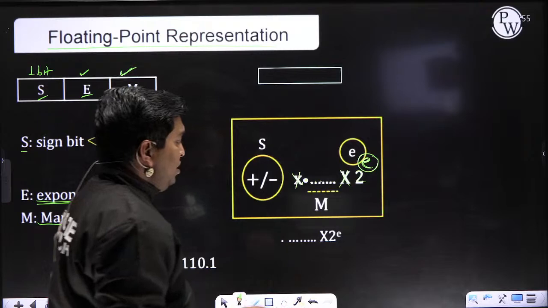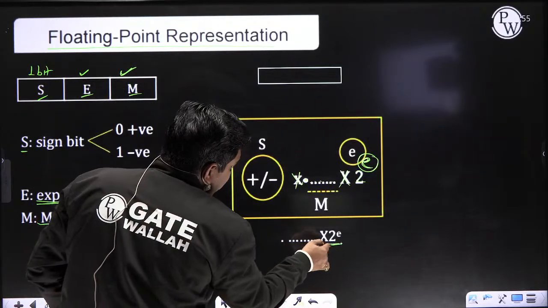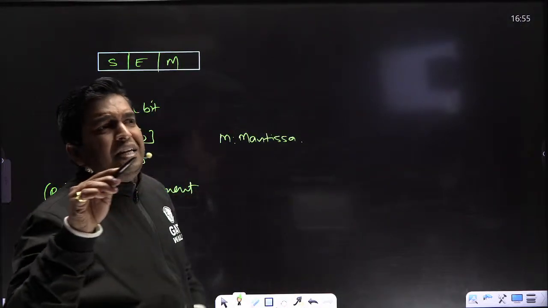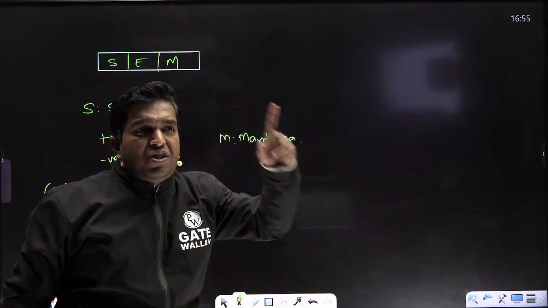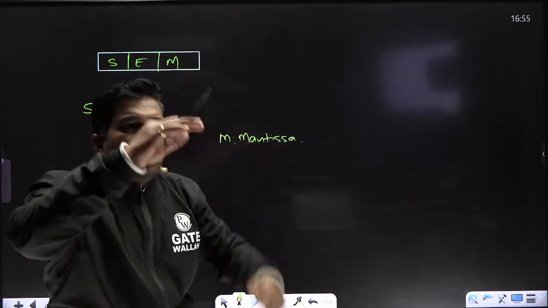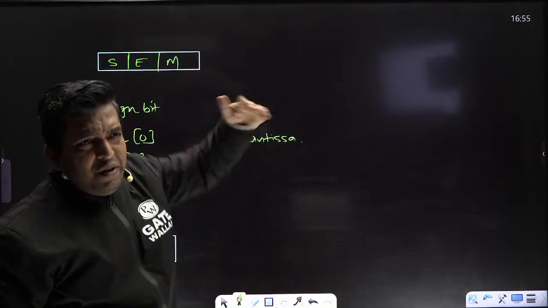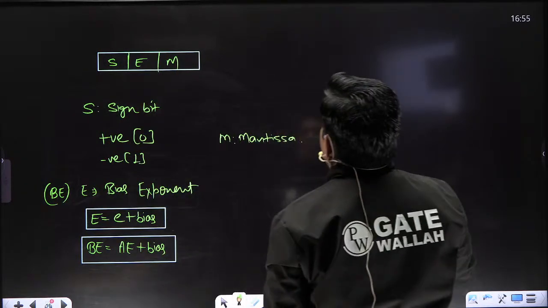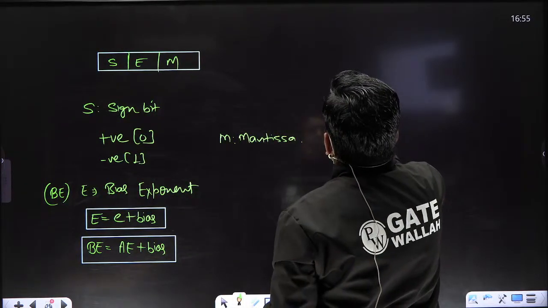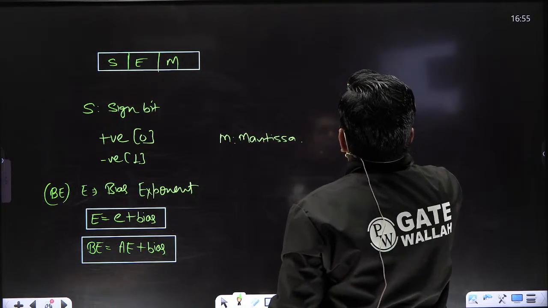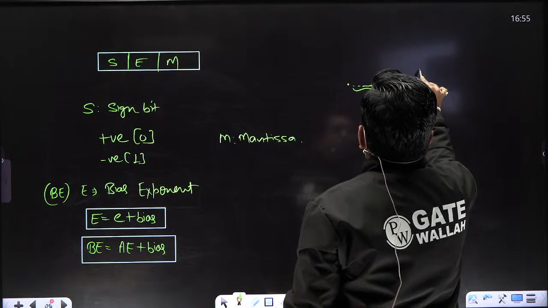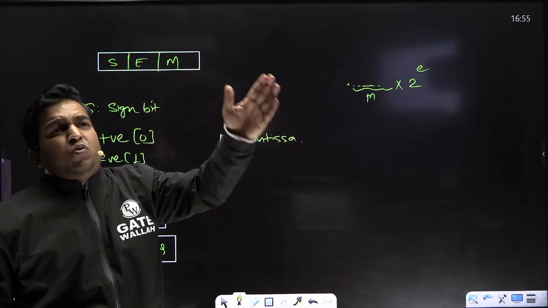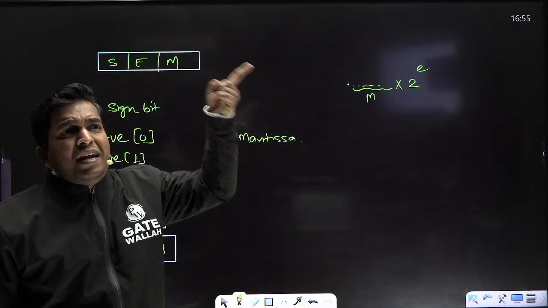Multiplied by 2 raised to power e. This is the small e. What is the capital E? Look children, how it will be represented. Don't fear, your Vijay sir is here. Listen carefully, please. Now, how do you write it? Point something, that is the mantissa, multiplied by 2 raised to power small e.